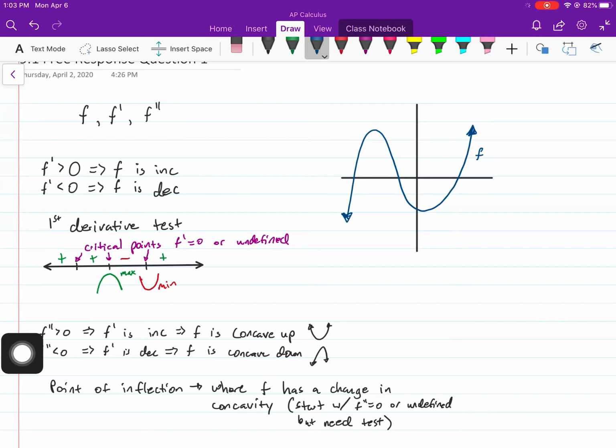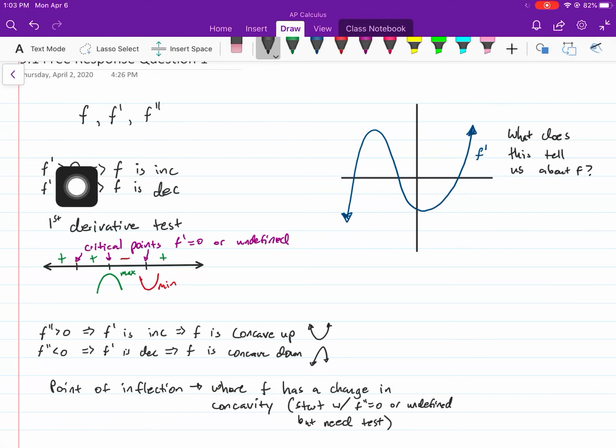Now, how would we use this? Let's change this graph to f prime. So what does this tell us about f? Well, we know if f prime is positive, then f is increasing. So when is f prime positive? Well, when it's above the x-axis. Right here is our x-axis.